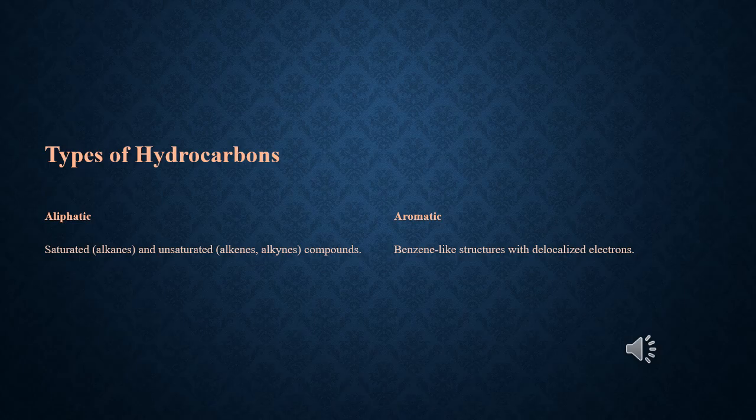Hydrocarbons can be divided into two main types, aliphatic and aromatic hydrocarbons. Each of these groups has unique structures and properties, influencing how they behave and where they are used. Hydrocarbons are essential in many industries due to their various structures and properties. Now let's take a closer look at each type of hydrocarbon to understand what makes them unique and where they are most commonly used.